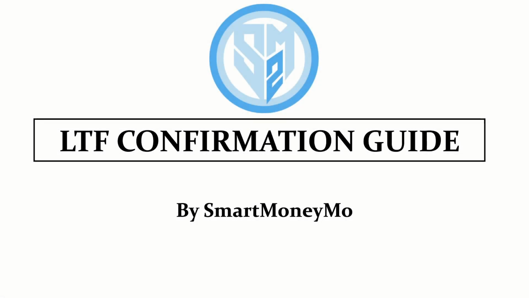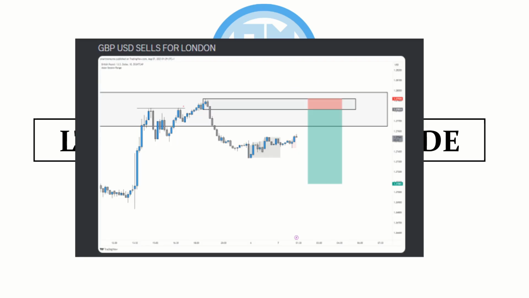My name is Smart Money Mo, and in today's video we're going to be doing a full lower time frame confirmation guide. I'm going to be teaching you from A to Z how to use lower time frame confirmations in your trading. I'm going to be doing this alongside a breakdown of a 1 to 7 risk to reward trade on GBP/USD, as you can see on screen, which was sent to my mentorship group as a signal.